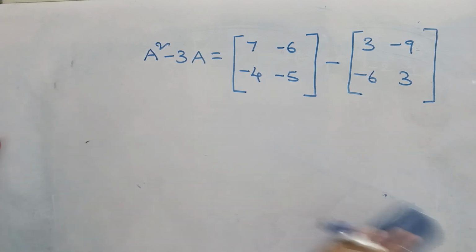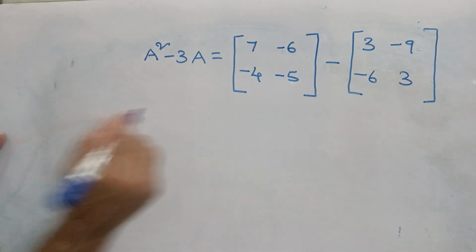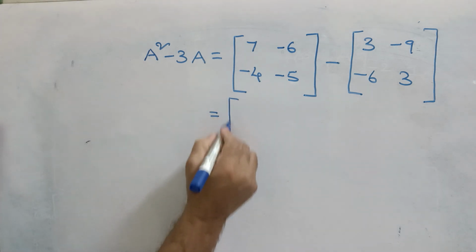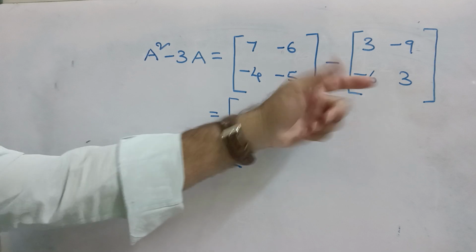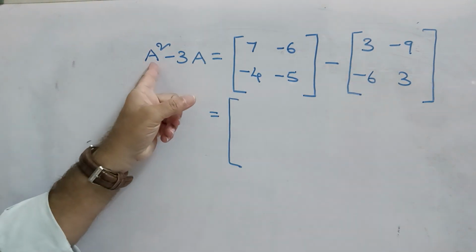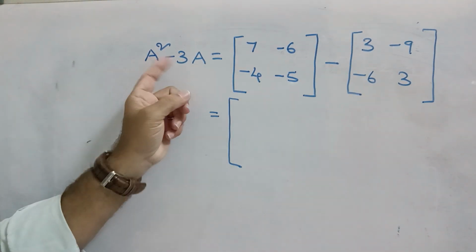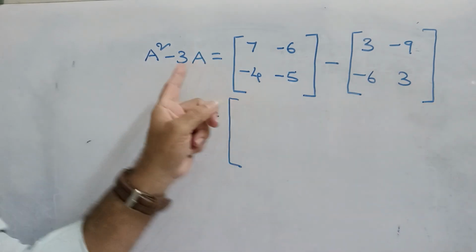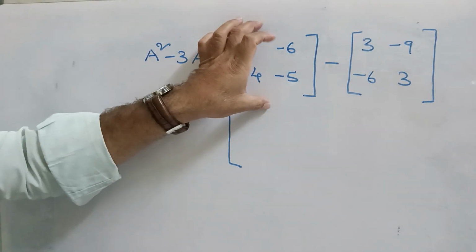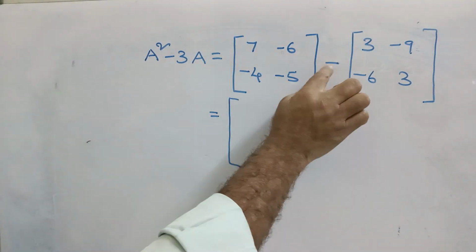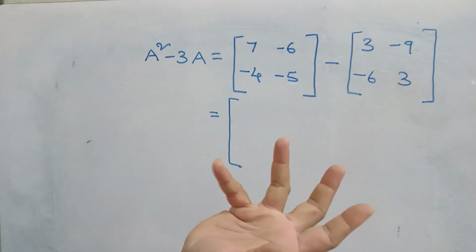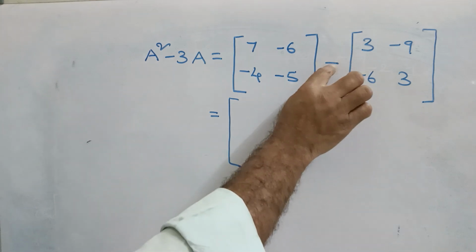Now you can simply subtract that. Very simple. So what to do? This matrix minus this matrix. This is nothing but our a square. Clear? This is nothing but our a square, and this entire matrix is nothing but the 3a value. Therefore, a square value minus 3a value. What to do? This matrix minus this matrix. I mean, apply the subtraction.